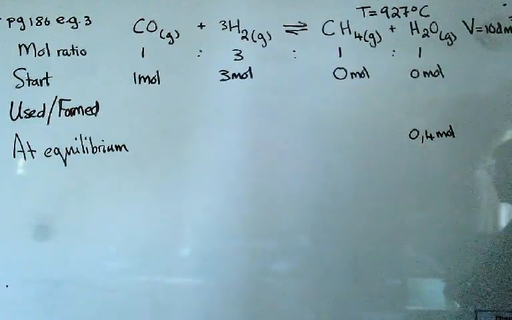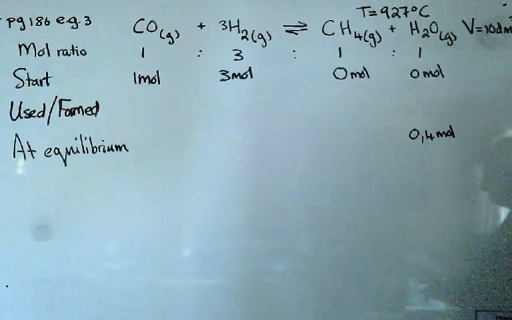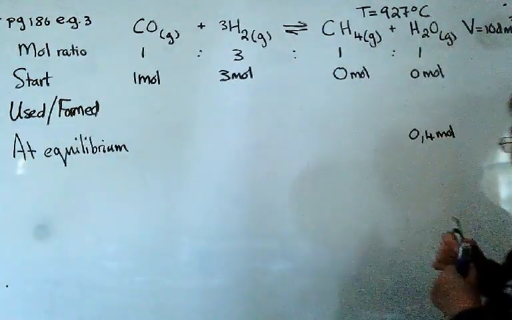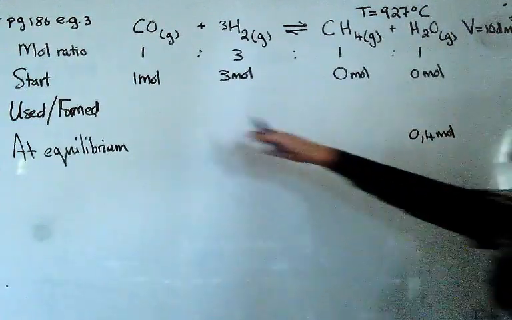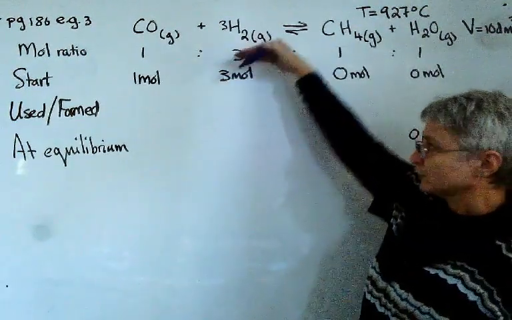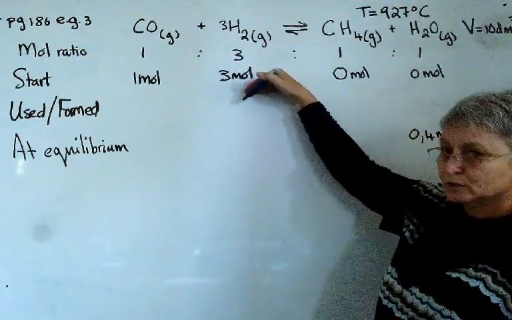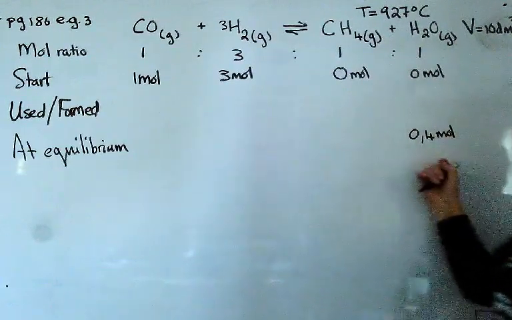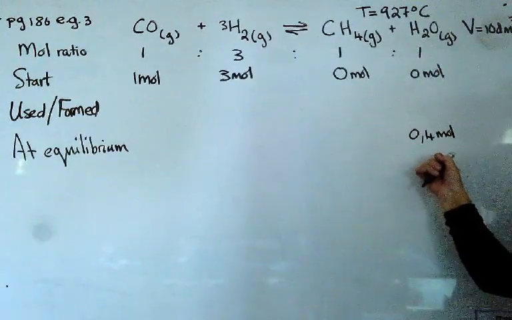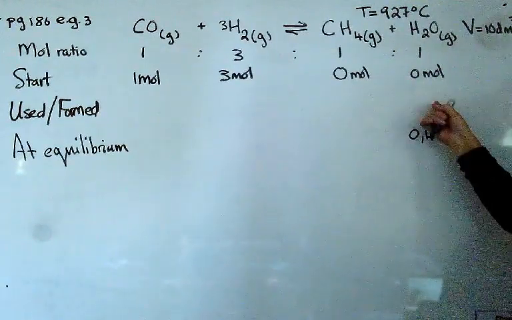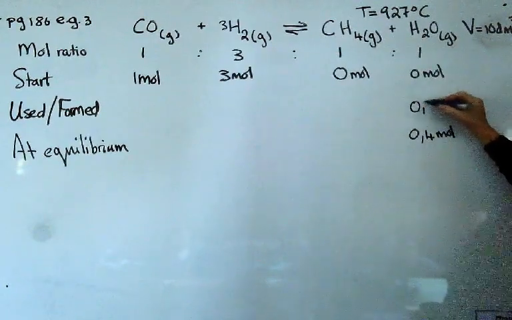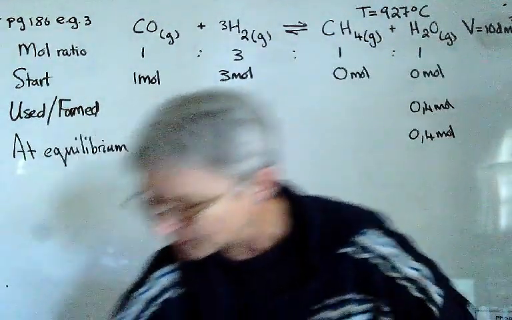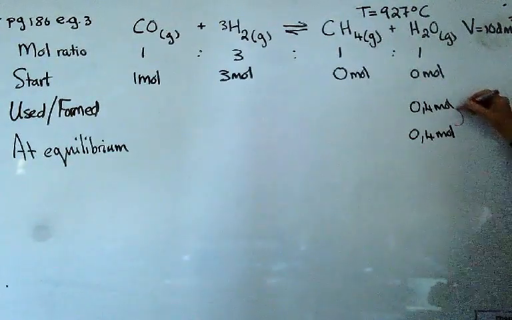So how much water was formed? 0.4. So 0.4 moles of water was formed. So you see, I write my mole ratio, then I write what we started off with, then I skip a line, then I write what I've got at equilibrium. So they told me I've got 0.4 moles of water at equilibrium. So how much water was formed? 0.4 moles. So from here I work one step back. From what was given here, I go one step back.